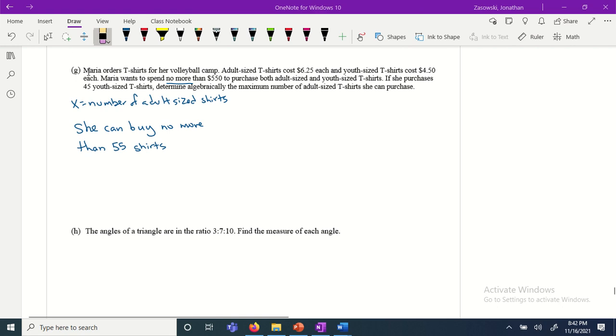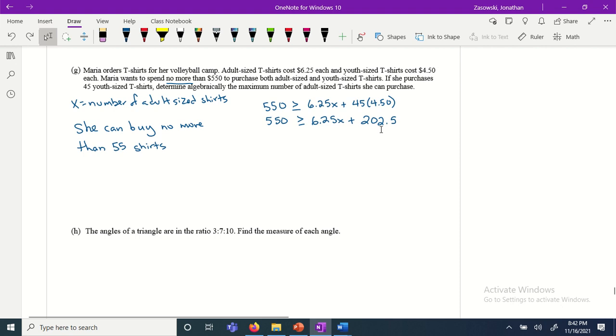All right, so we're gonna let X equal the number of the adult size shirts. We already know that she can only buy 45 of the youth, so we don't need a variable for that one. Okay, so we should have an inequality for this one, because no more than means she can spend up to that, but she can't go above it. Okay, we're gonna multiply together the first part here.